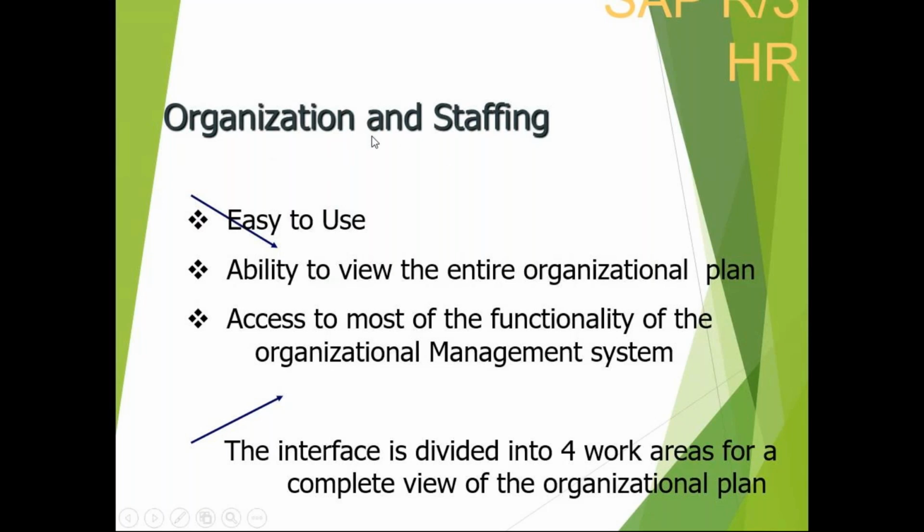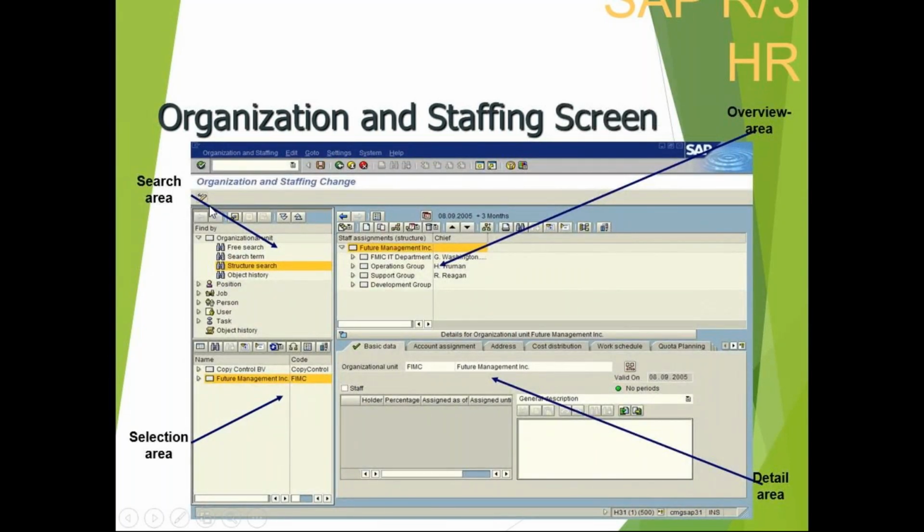So what is the staffing and organization method? It is easy to use, with the ability to see the entire organizational picture and access most of the functionalities in the organizational management system. This interface has four areas. One is called the selection area. If you already created something in the search area and you want to select it, you can go to the selection area, and one is the detailed area, one is the overview area. So the structure is divided into four parts: search area, selection, overview, detailed.